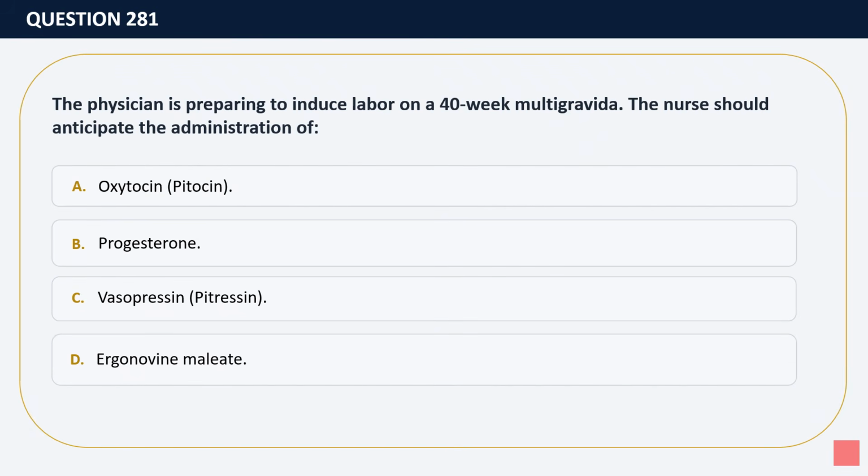Question 281. The physician is preparing to induce labor on a 40-week multigravida. The nurse should anticipate the administration of: A. Oxytocin, Pitocin. B. Progesterone. C. Vasopressin, Pitressin. D. Ergonovine maleate.